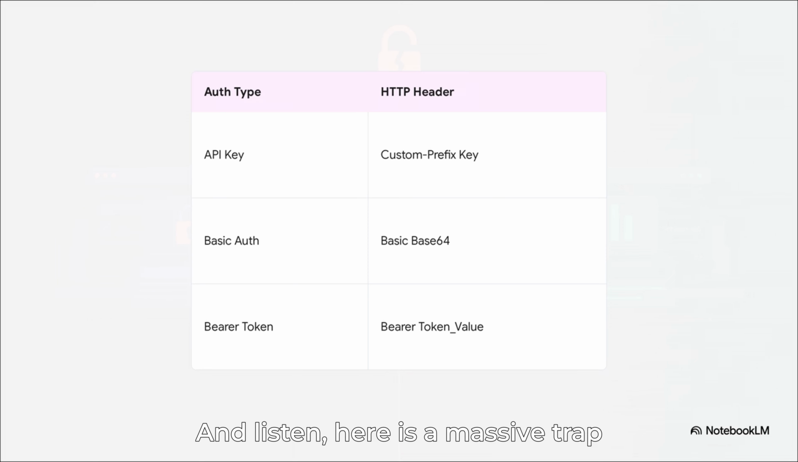And listen, here is a massive trap that catches so many developers. That bearer prefix, according to the RFC specification, it is strictly case sensitive. It has to be a capital B followed by exactly 1 single space. Just a tiny typo there will throw a 401 error every single time, even if your token is perfectly valid.